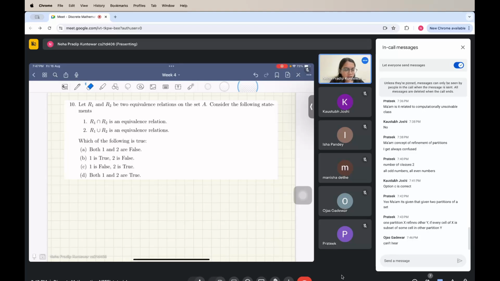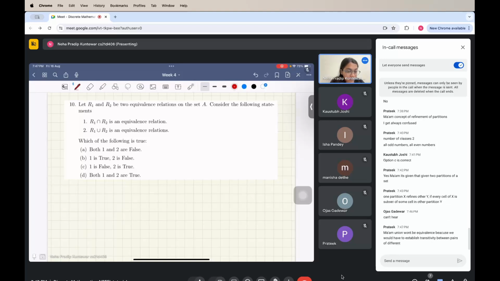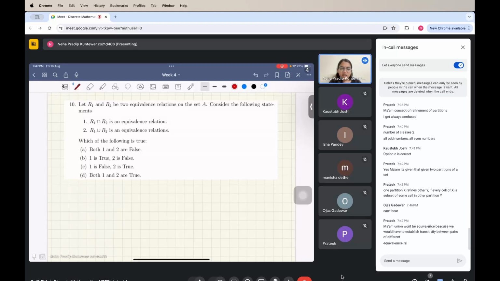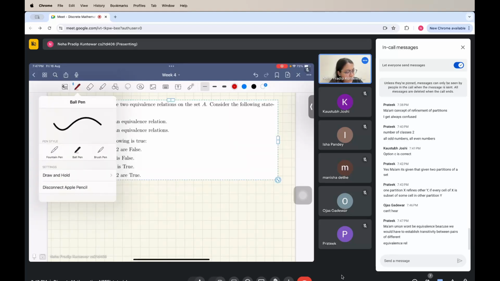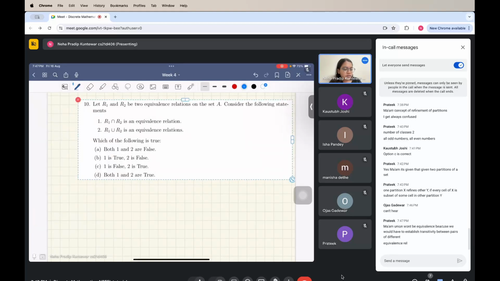Okay, so I'll start with the solution. Union won't be an equivalence relation, that is correct. So yes, I agree with that. So Pratik says that union is not an equivalence relation, because the transitivity property may not hold. So I'll come to it. But yes, good, that is correct. So let's look at the intersection part first.